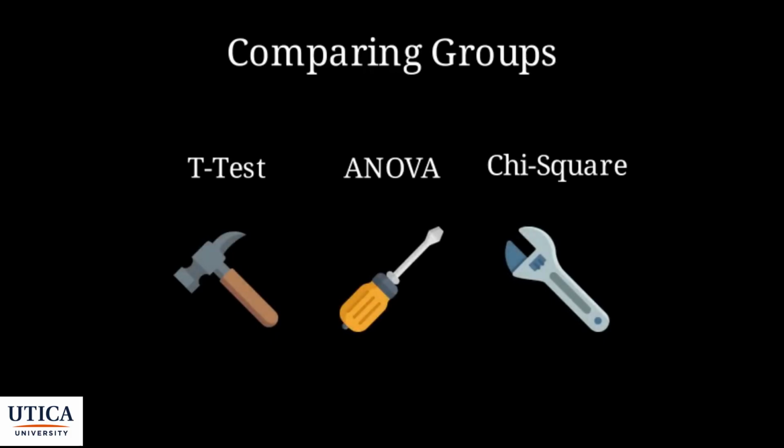Think of them as different tools in a toolbox, each designed for a specific type of task. You wouldn't use a hammer to tighten a screw, and you wouldn't use a screwdriver to loosen a bolt. Similarly, each test is appropriate for different types of data and research questions.